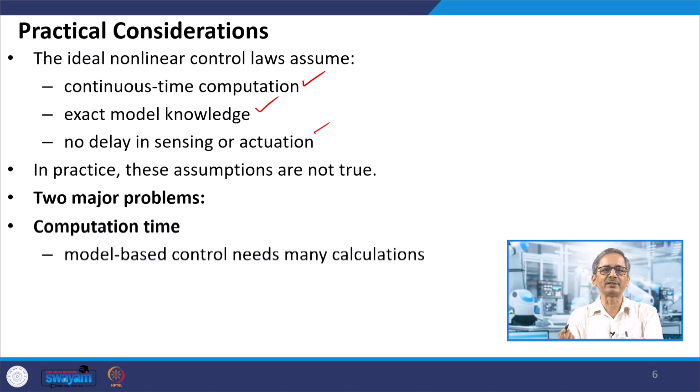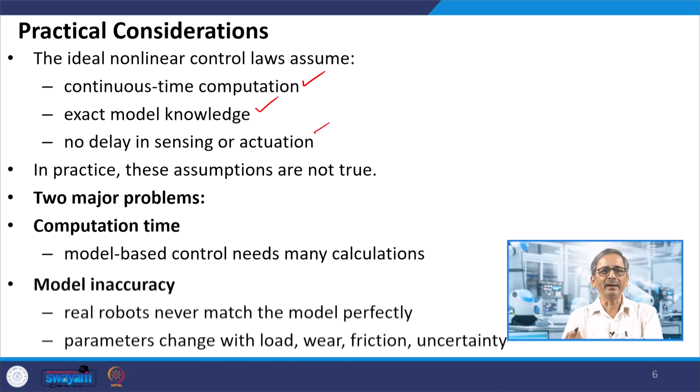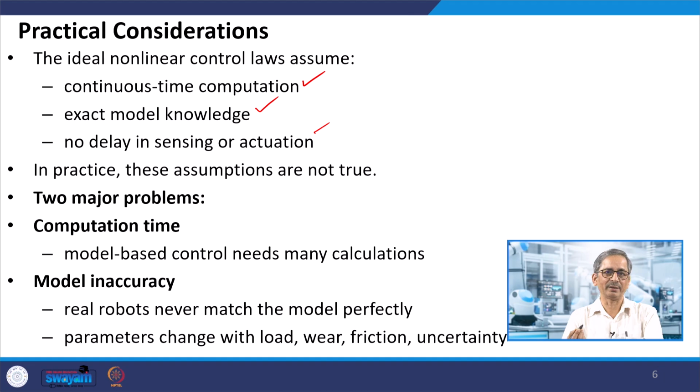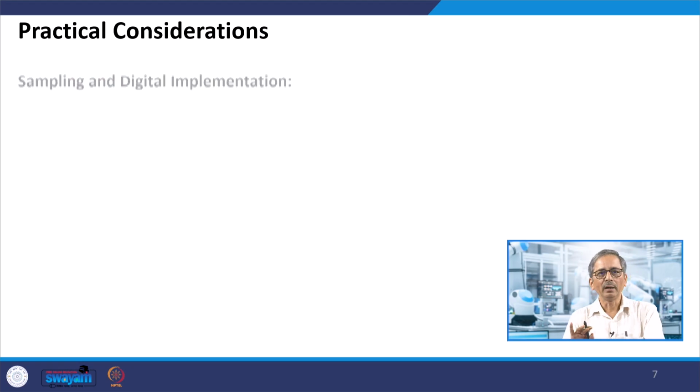There are two major problems. One is computation time. The model based control needs many calculations, that we have already seen. And the model inaccuracies are going to be there, because the real robot never matches the model perfectly. There are parameter changes with load, wear, friction, uncertainty. So many things are going to be there. So, it is difficult to precisely know the model.